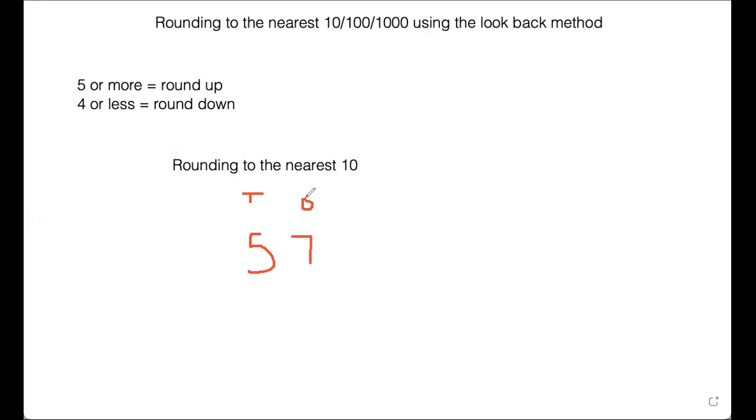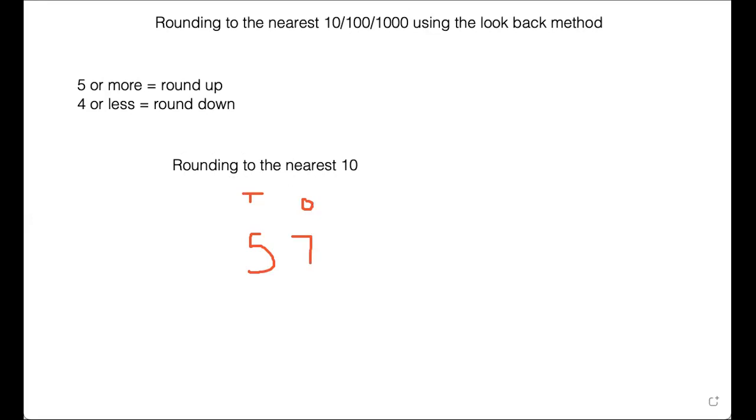The look back method, all it says is, if you're rounding to the nearest 10, go to the tens, look back at the number before. If that is 5 or more, round up. If it's 4 or less, round down. So rounding to the nearest 10, go to the tens, look back. If it's 5 or more, round up. 4 or less, round down.